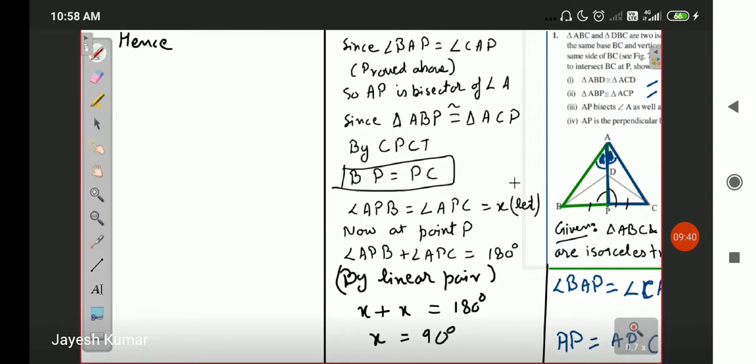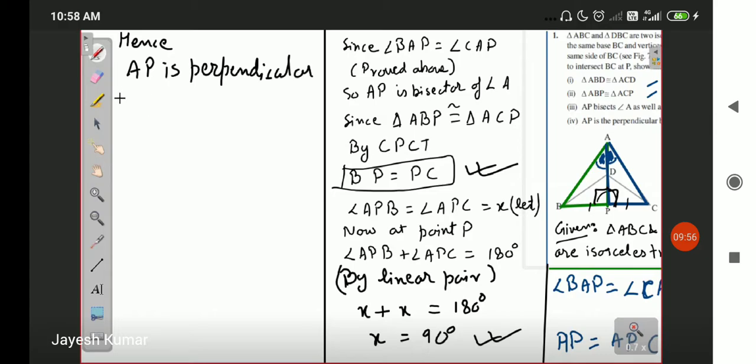Secondly, this angle and this angle both come as 90 degrees. That means AP is perpendicular to BC as well. Hence, AP line segment is perpendicular bisector of BC. Sorry, BC. AP line segment is perpendicular bisector of BC.